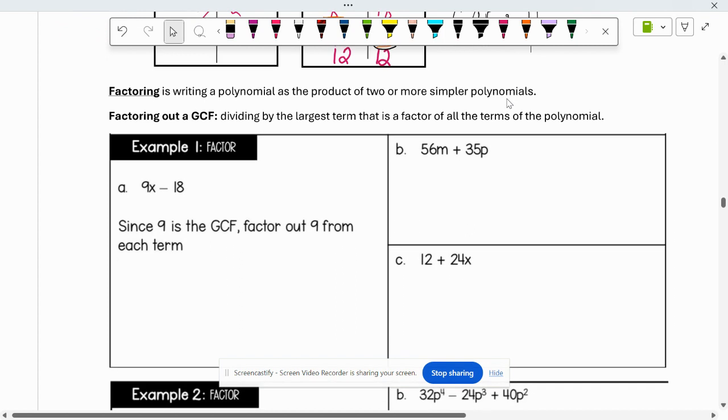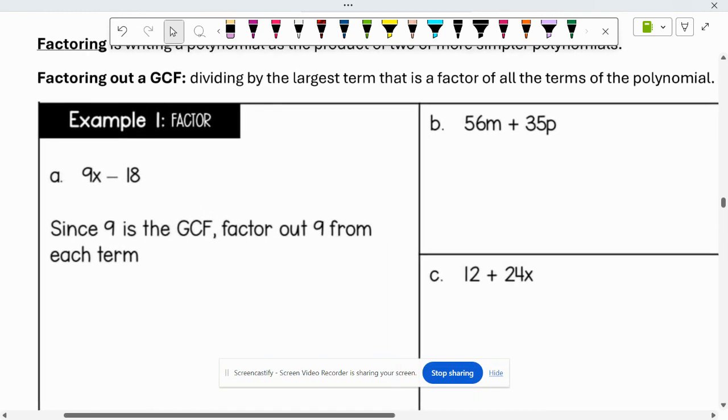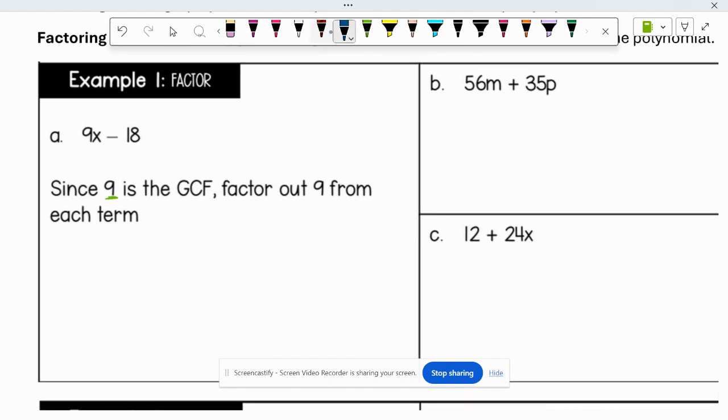So let's look at this first example. Example number 1 says factor. And we're factoring 9x minus 18. And it actually tells you that 9 is the greatest common factor. So we're going to factor out a 9. So I'm going to show you what that looks like. We write the original problem, 9x minus 18.